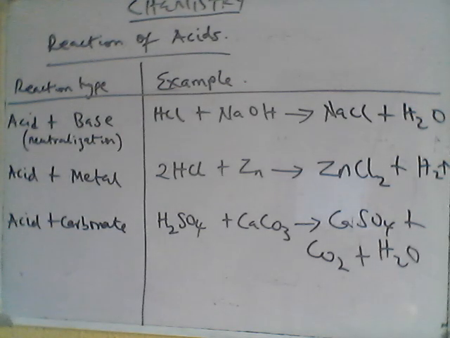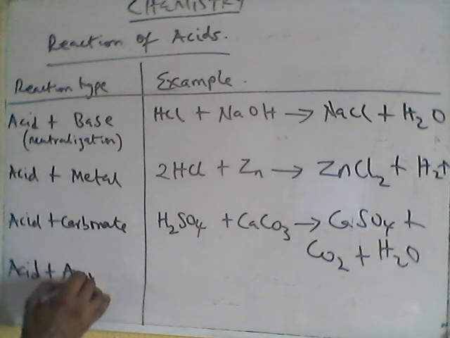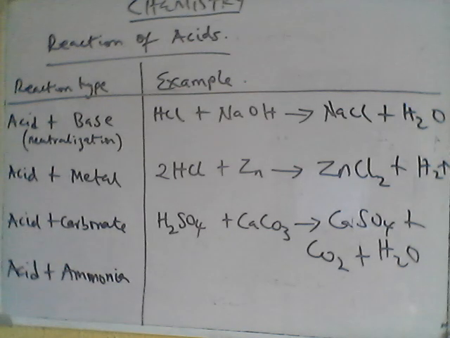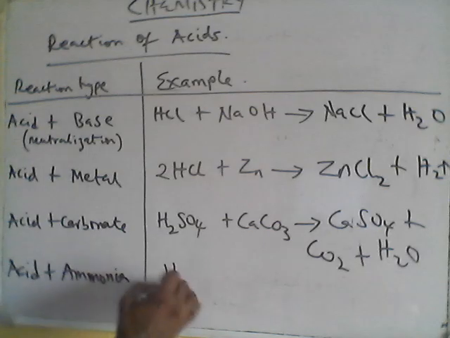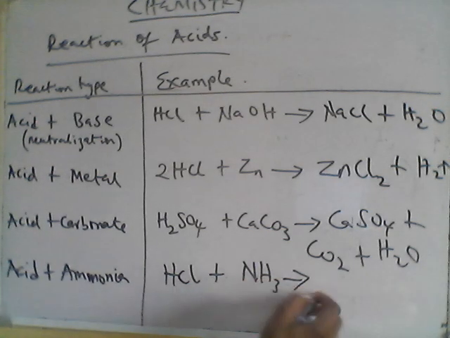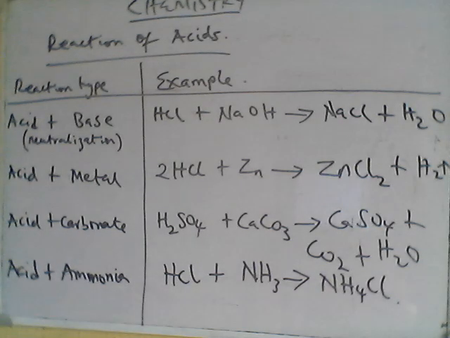Okay, and the last kind of reaction acid will go with, it will go with ammonia. Ammonia is nitrogen and hydrogen. So if acid reacts with ammonia, it will give us ammonium salts. So the example is acid, HCl plus ammonia will give me ammonium chloride.